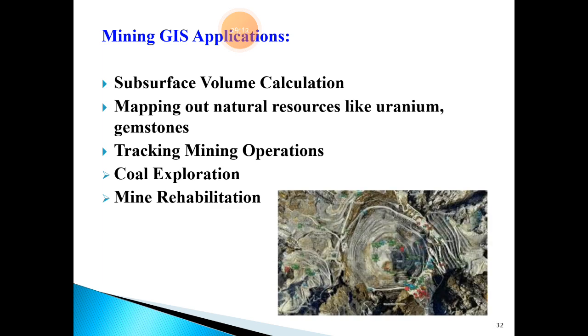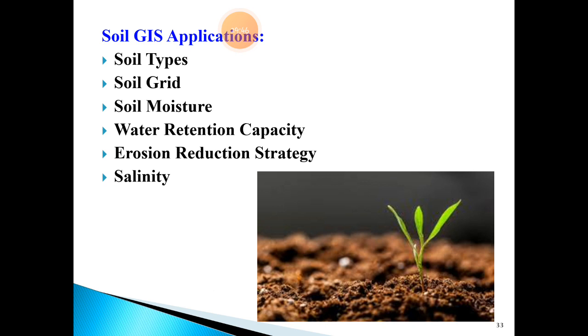The next is GIS applications in the field of mining. It is used to calculate the depth and availability of ore or mineral. It is used to map the natural resources like uranium, gemstones, diamonds, etc. It is used to track the mining activities. It is used to explore coal availability and rehabilitation of a mine back to its original state, that supports the lives of the affected.